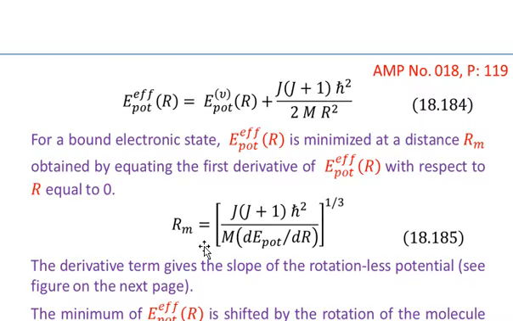So Rm is the value of R at which the effective potential is minimized. If you replace R in equation number 184 by the value of Rm, then this will give you the minimized effective potential. Rm is given by J plus 1 multiplied by H bar square divided by capital M, and the derivative of E potential with respect to R. This whole term is raised to the power 1 over 3.